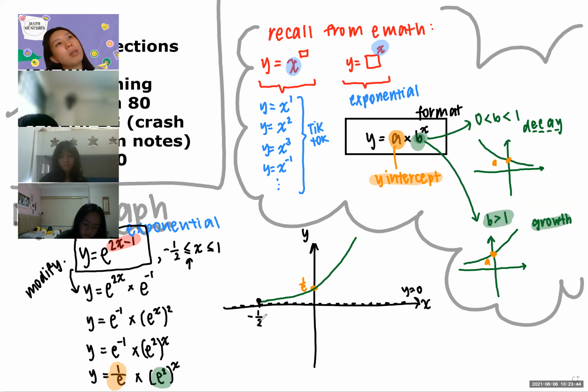So what does this mean? It means that when you find this x value of negative half, you actually need to find the corresponding y value. You need to know when x is equal to negative half, what is the corresponding y value. So you actually need to put this x equal to negative half into the equation. If you put it into the equation, what y value do you get?